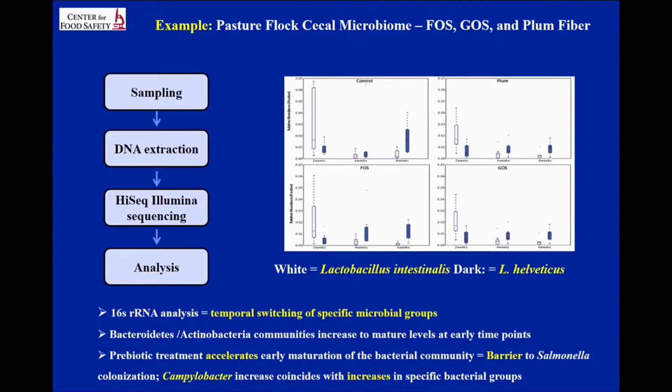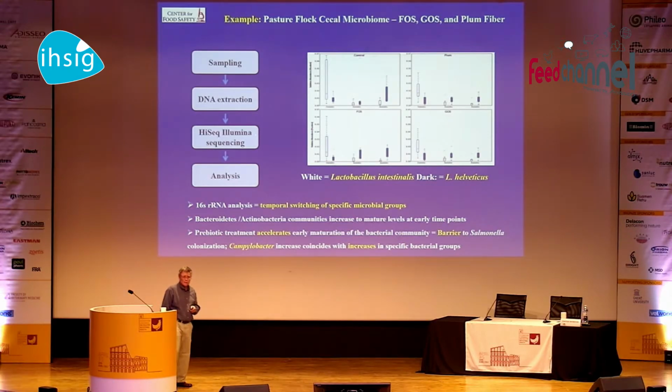This is some work we did several years ago where we were looking at pasture flock cecal contents, and this gives you an example of the kind of data you can generate. We used an Illumina HiSeq on this, which gave us a little more resolution. We definitely saw a temporal switching in specific microbial groups. Lactobacillus changed out species as we went along, and that's something we've seen in other work as well. Bacteroides and actinobacteria communities increased as birds became more mature, which is not really a surprise. Some of that we've seen with other methods as well.